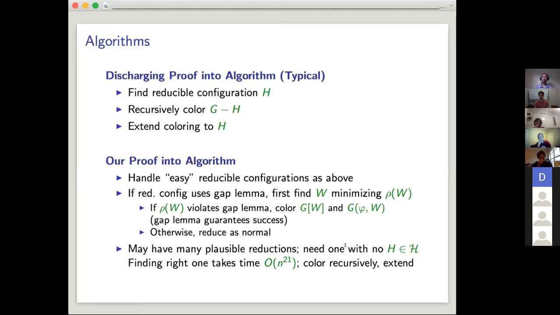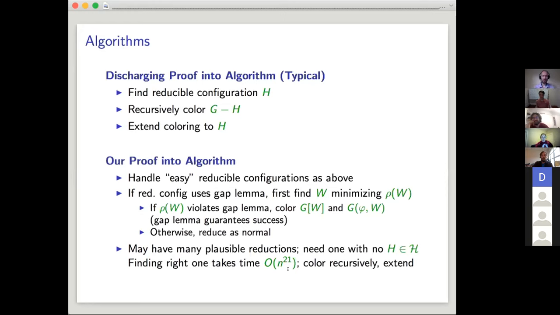Checking that you don't have any of these bad subgraphs, the way that we came up with to do it runs in n to the 21 time. And that's tied to the fact that I said the number of vertices is bounded. It's something like 21 or 22. We didn't work real hard to try and make this efficient, but it's polynomial time.